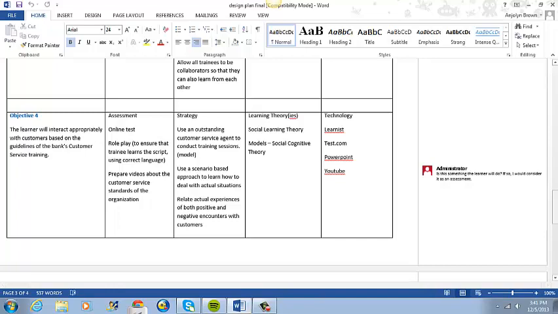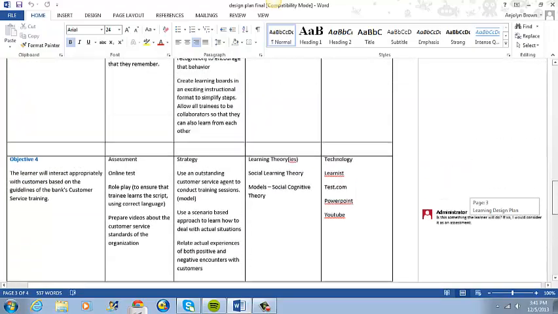To assess objective number 4, online testing, role playing to ensure that the trainee has grasped the correct language and demeanor, everything about customer service, and prepare videos about customer service training about the standards of the organization. Basically, the technology that will be used will be similar for all objectives.